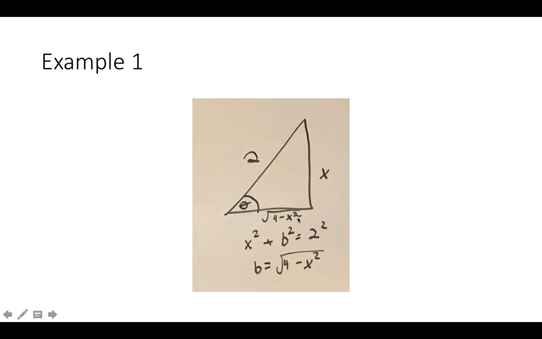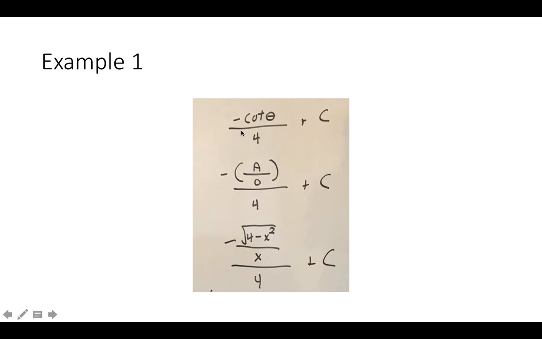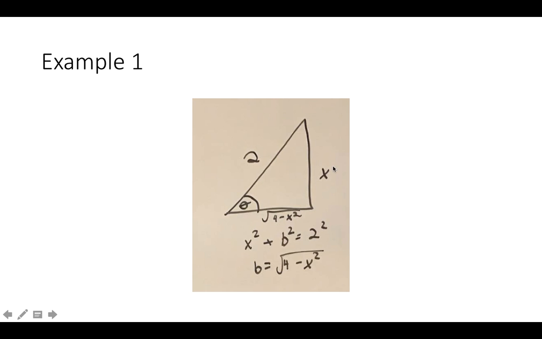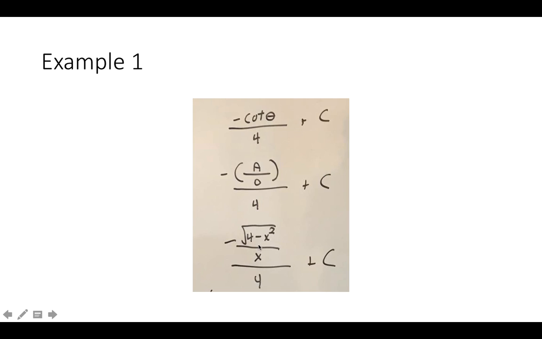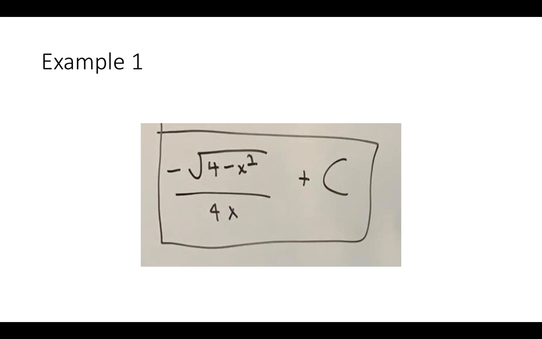Now we have to go back to our problem where we found negative cotangent theta. So this is what we found, and we went into x. And we know that cotangent is what? Adjacent over opposite. So we have our sides adjacent over opposite. We just plug them in here, and we solve. This will give us our final answer: negative square root of 4 minus x squared divided by 4x plus c.